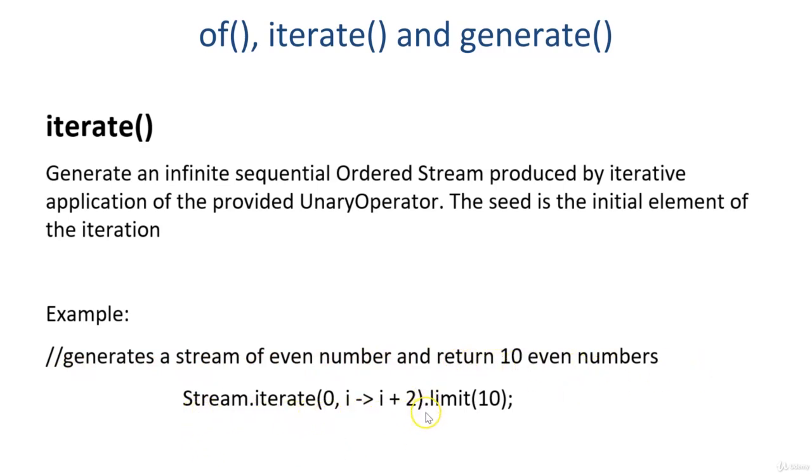Stream.iterate basically generates an infinite sequence of numbers. In this case, we are limiting it to 10, and here i plus 2 will generate even numbers. So we are generating 10 even numbers using Stream.iterate limit 10. If you remove the limit, then it will generate a stream of infinite even numbers.